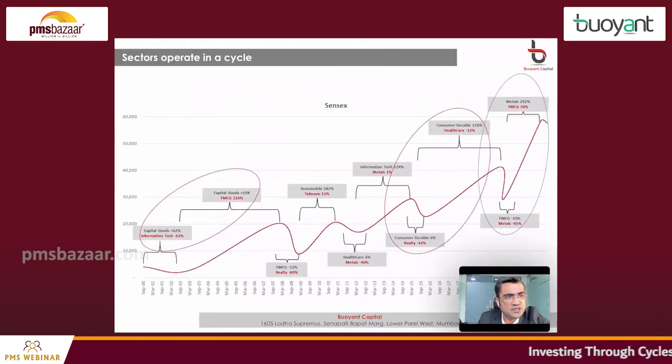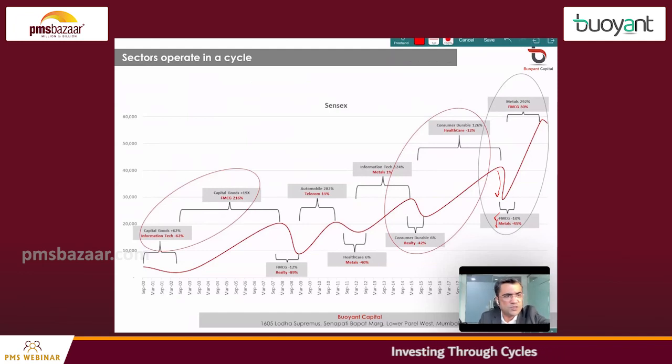Now, this is also very interesting because just as we looked at different indices, we can look at different sectors here. During this COVID downturn, FMCG was the best performing index and metals was the worst. And when the market picked up, the exact opposite happened. This is recent in our memory. We know something like this had happened.